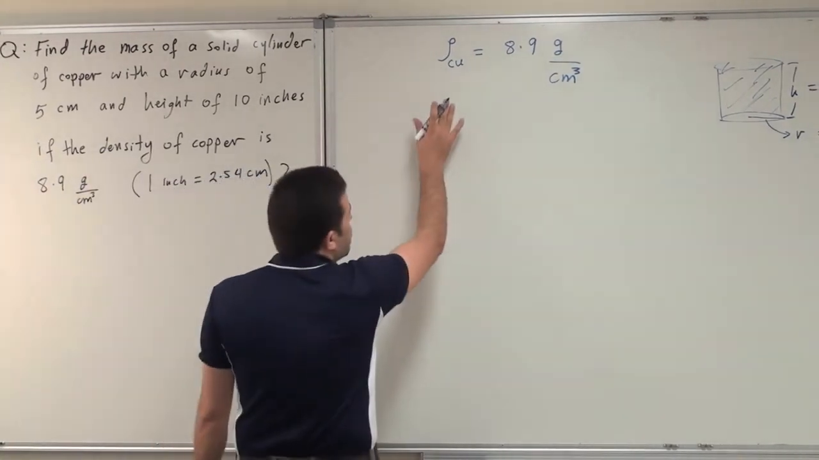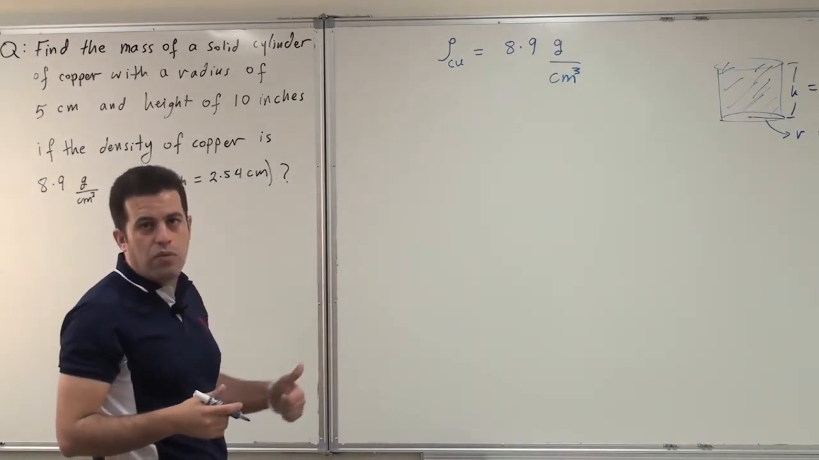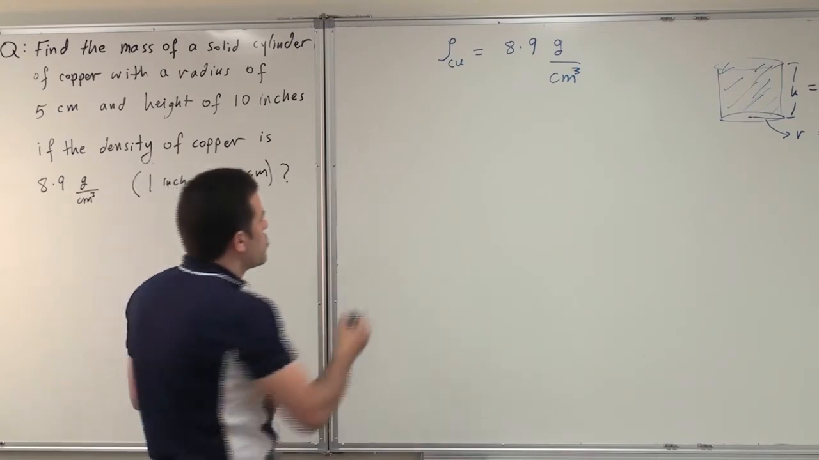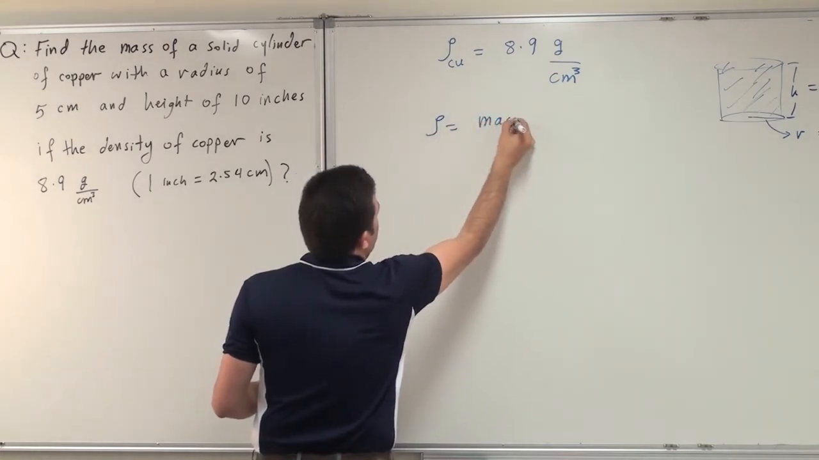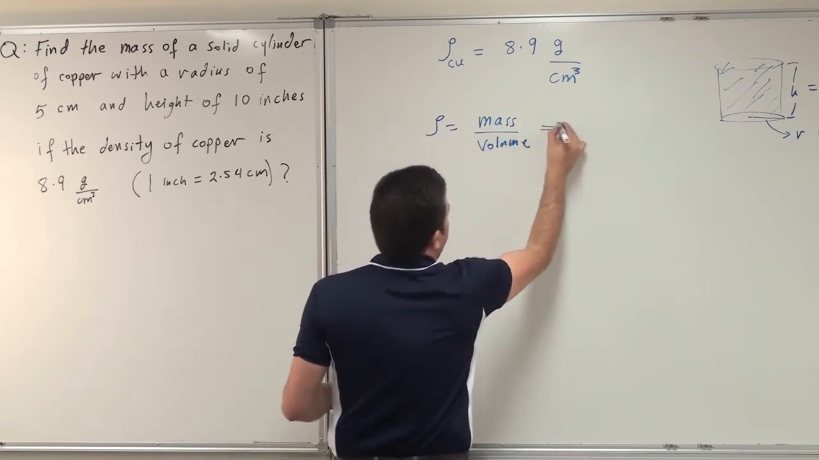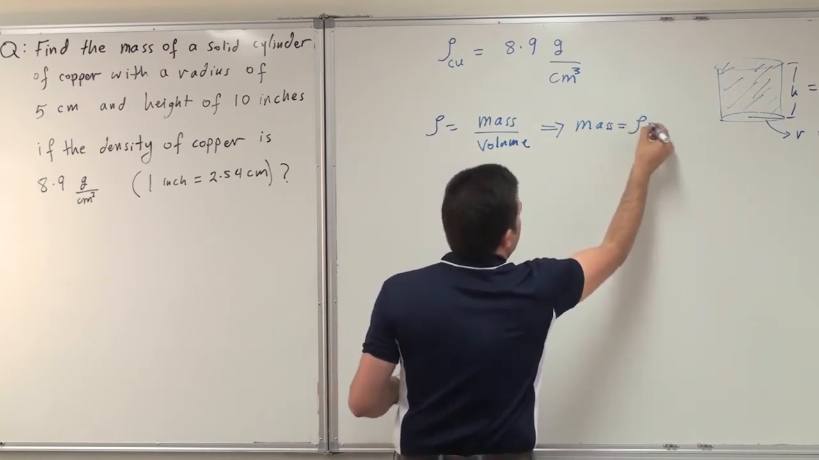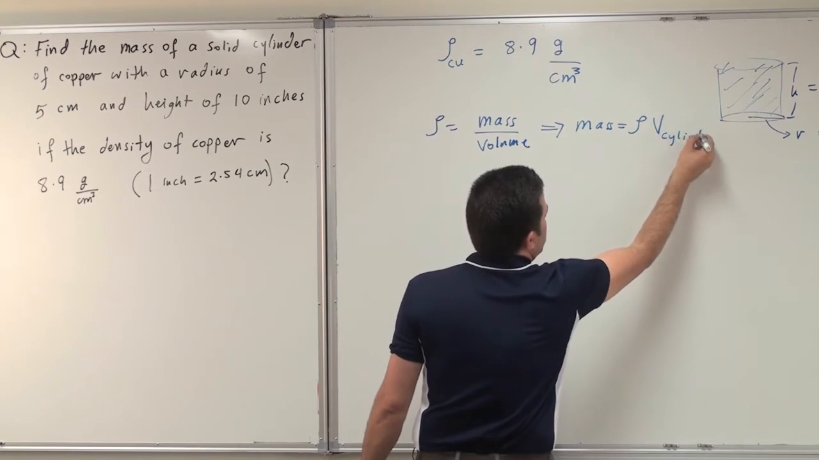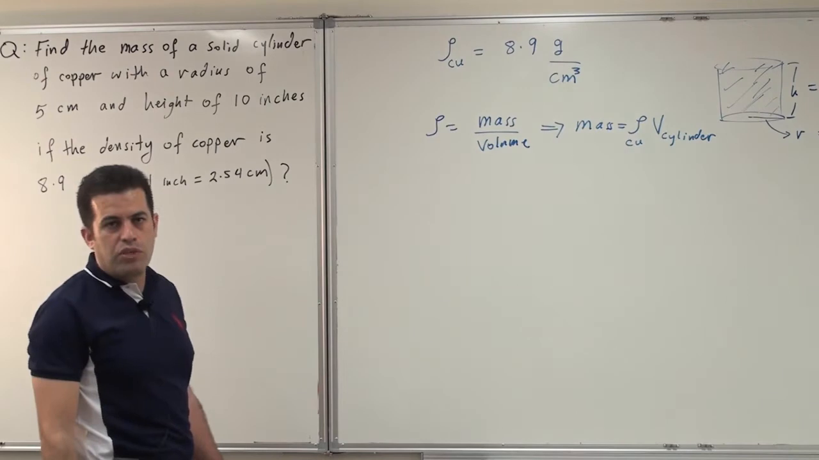I know the relation between density, mass, and volume. So if I know the density and I need to know the mass, all I need to do is find the volume of my cylinder. So the density equals mass over volume, which gives that the mass should equal density multiplied by the volume of the cylinder. And this is, of course, the density of the material of the cylinder, which is copper.